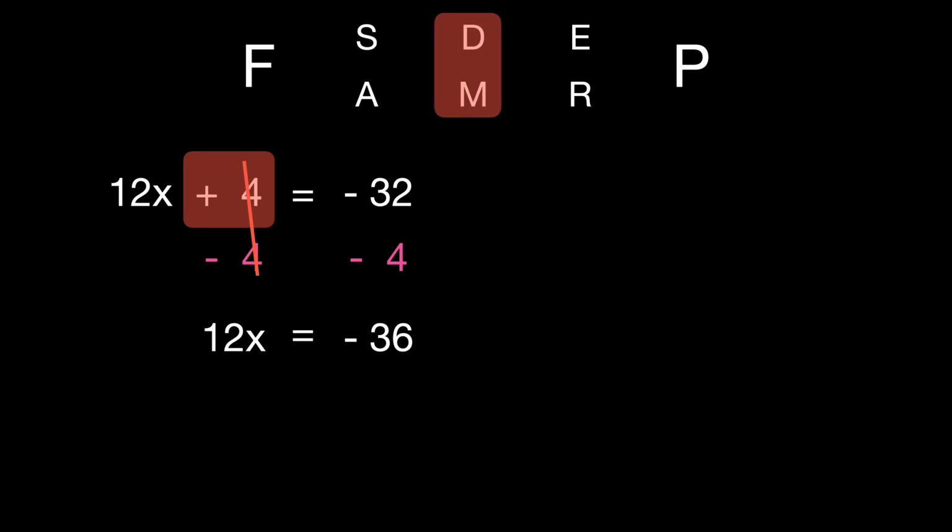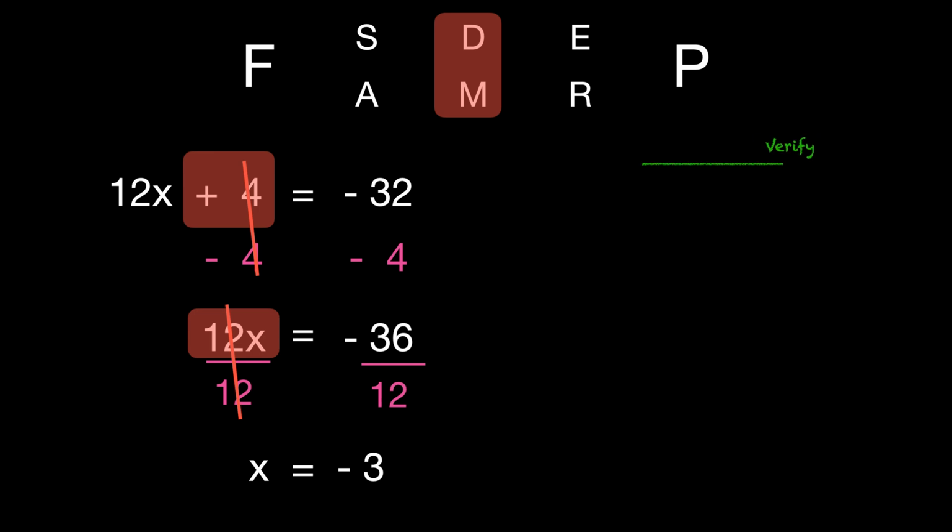Let's move on to division or multiplication. We see right here we have 12 times x, which is multiplication. So let's cancel out the 12s by dividing by 12. That cancels out that 12, and let's do that to the other side. So we have x equals negative 36 divided by 12, which is negative 3.